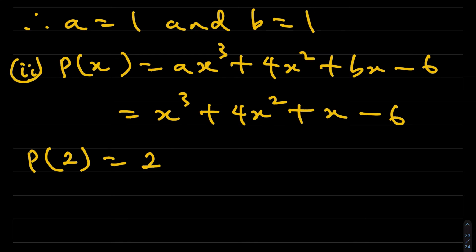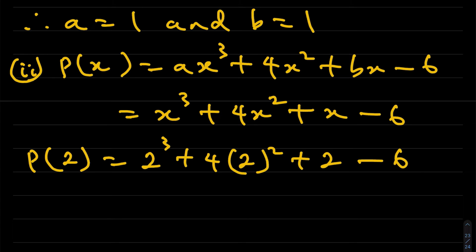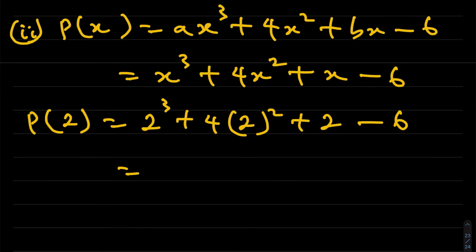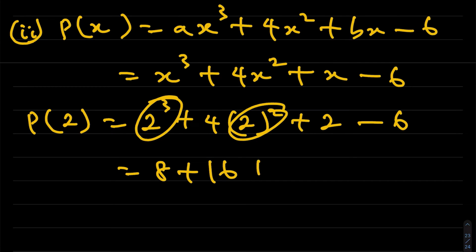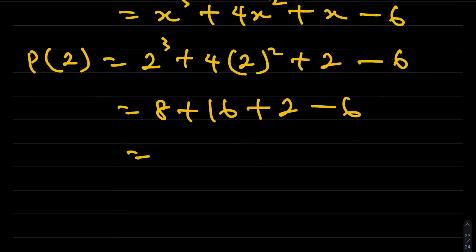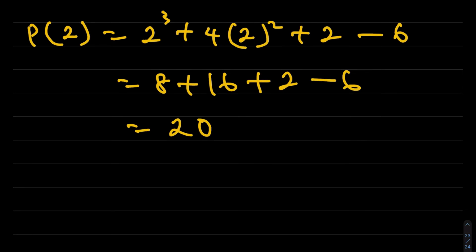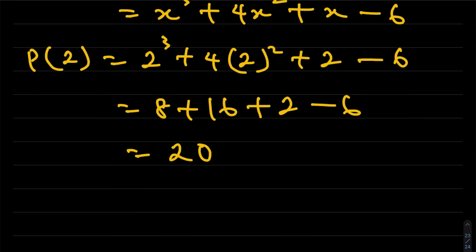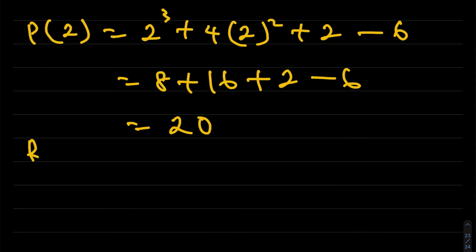which is 2 cubed plus 4 times 2 squared plus 2 minus 6, and that's equal to 2 cubed is 8, 2 squared is 4 times 4 is 16. So 8 plus 16 plus 2 minus 6. And that simply means 8 plus 16 is 24 plus 2, 26 minus 6, 20. So the remainder when p of x is divided by x minus 2 is 20. That simply means remainder equals 20.